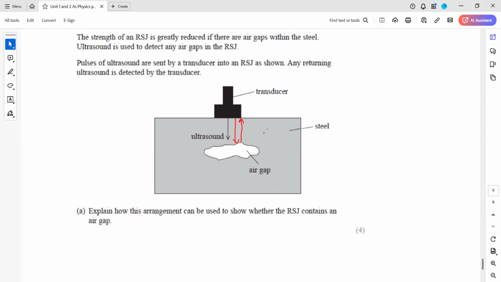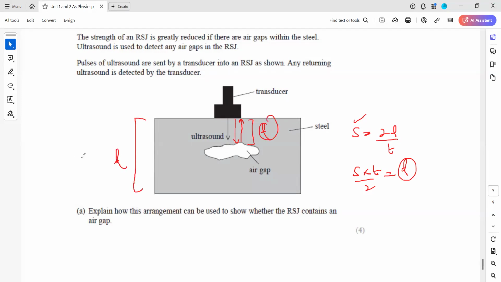To know whether there's an air gap or not, we'll use a formula. Speed is 2d over t. So speed is known, and time we record by using this transducer. So speed multiplied by time divided by 2 will give us the distance. This distance d we compare with the thickness. If this distance d and the thickness are the same, it means there is no air gap.